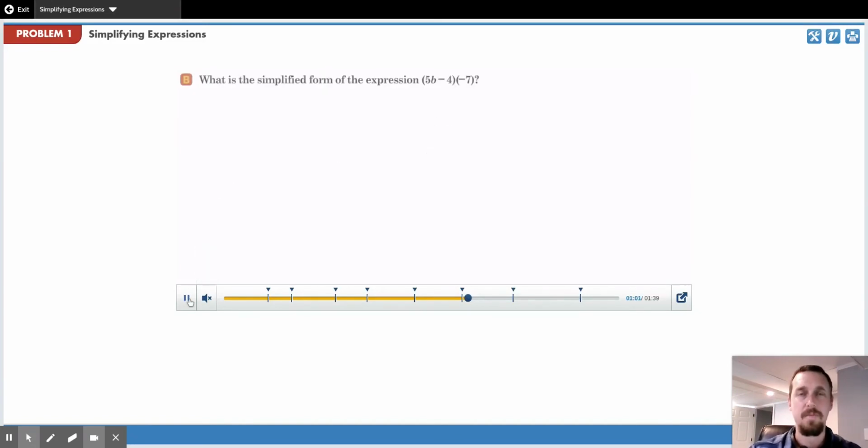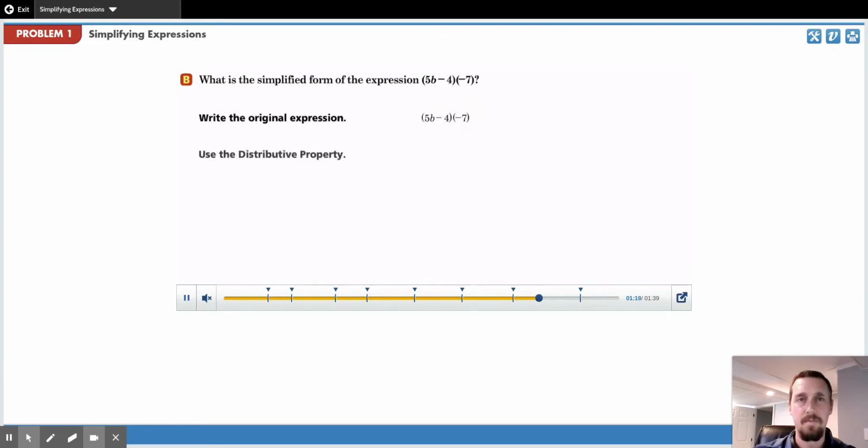Let's do another one. So what is the simplified form of the expression quantity 5b minus 4 times quantity negative 7? The first thing you're going to do is write the original equation. Then use the distributive property. So in this case, the negative 7 is getting distributed to the 5b, and the negative 7 is getting distributed to the negative 4. So we have 5b times quantity negative 7 minus 4 times quantity negative 7.